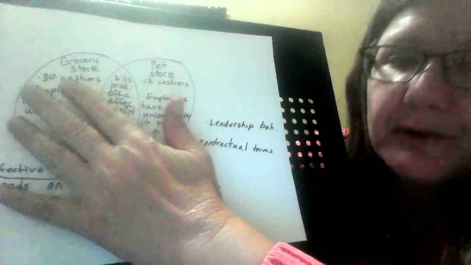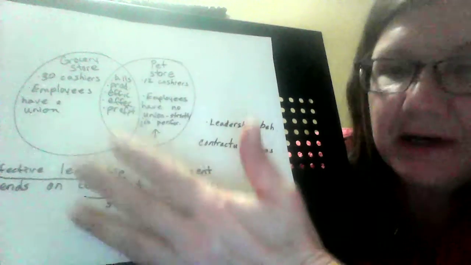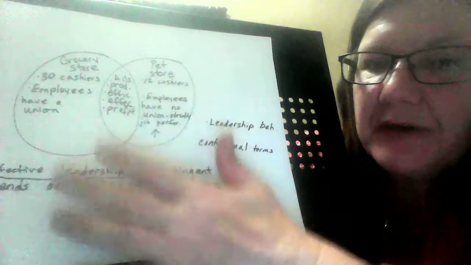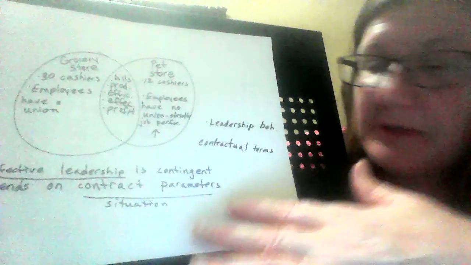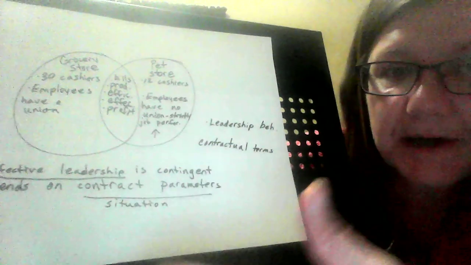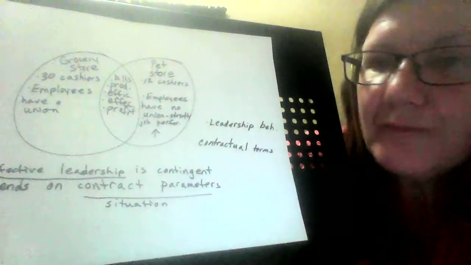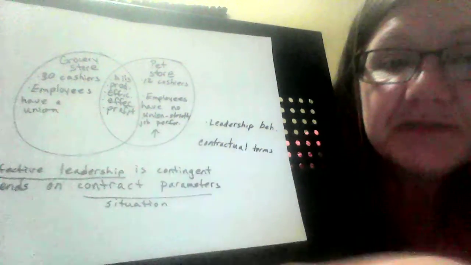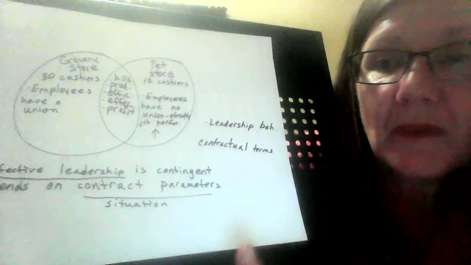So, for example, the difference was the grocery store might have 30 cashiers and the pet store might have 10 or 12 cashiers. So, the leadership would have to be flexible in those aspects, that there's more cashiers that are needed, so more hiring, more firing, or advancements. And the grocery store, the employees might be in a union.